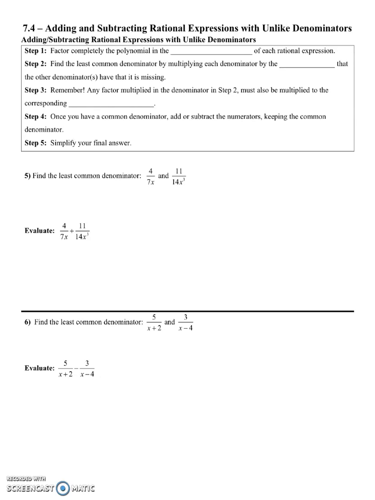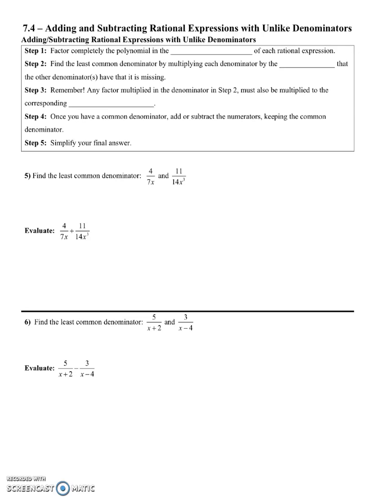In section 7.3, we talked about adding and subtracting rational expressions with like denominators. In section 7.4, we're going to learn how to add and subtract rational expressions with unlike denominators. So the first thing we need to do in order to be able to add and subtract rational expressions with unlike denominators is find the common denominator.